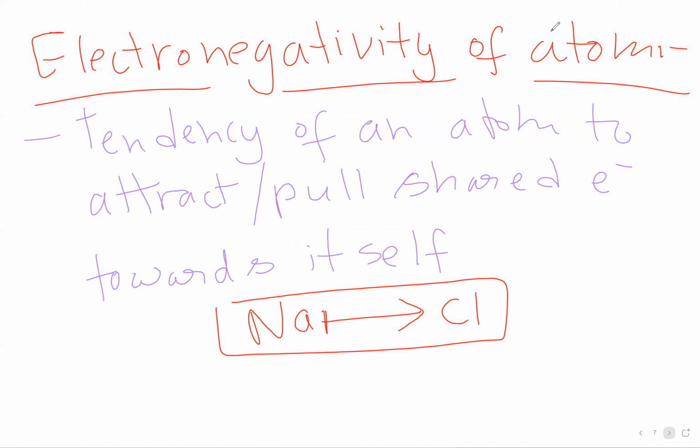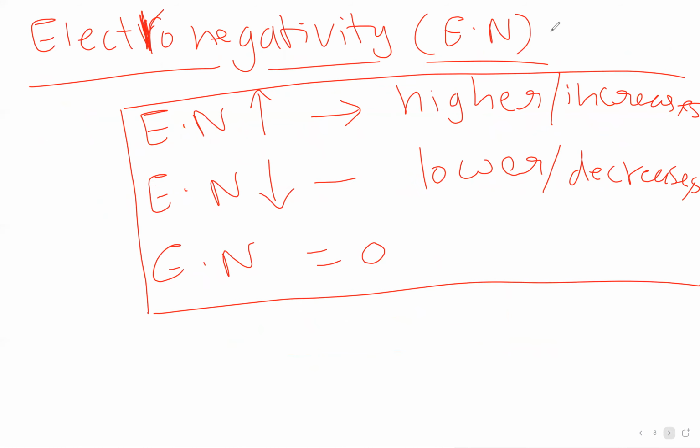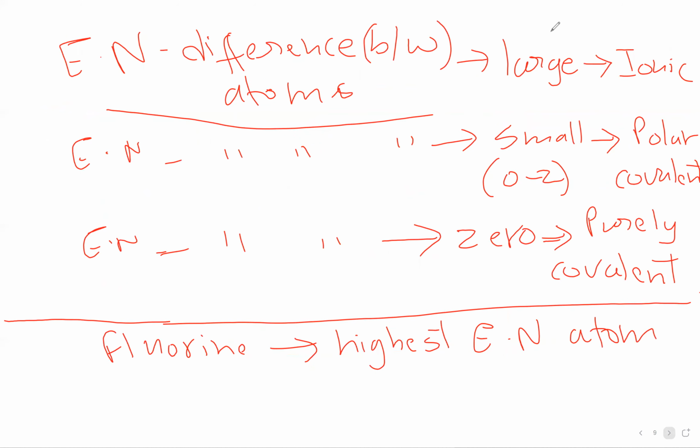And what is the electronegativity of an atom? Electronegativity is the tendency of an atom to attract shared electrons towards itself. Let's say, for example, we have sodium and chlorine. Chlorine's electronegativity is high, and the difference between the electronegativity of sodium and chlorine is also high. In the next table, you can see that if the electronegativity difference between atoms is high, then it is an ionic bond. The electronegativity difference of sodium and chlorine is pretty high, so it's an ionic bond.